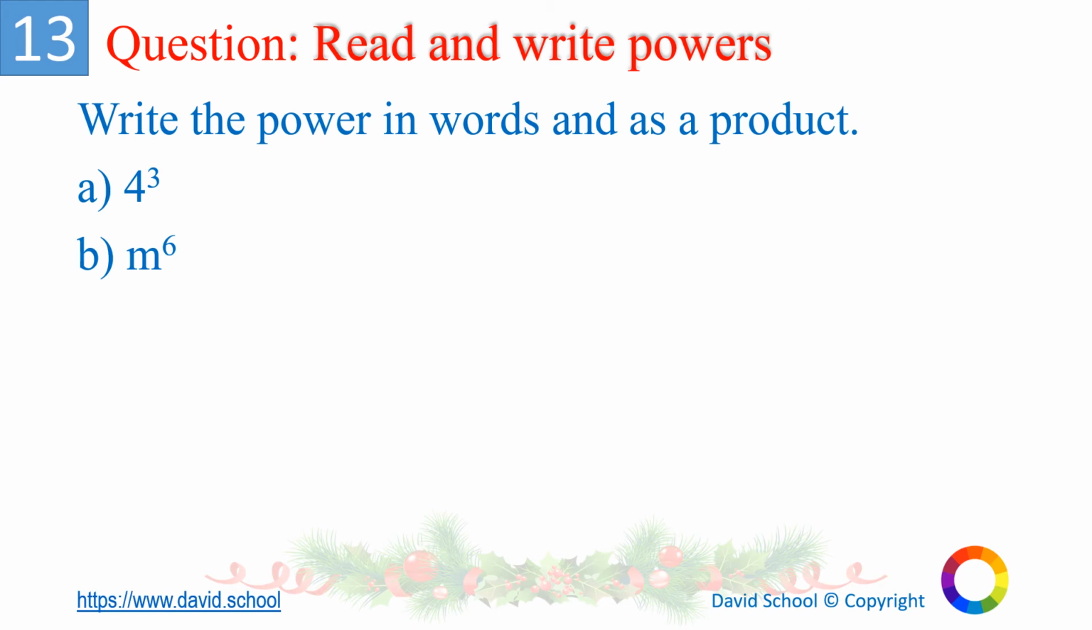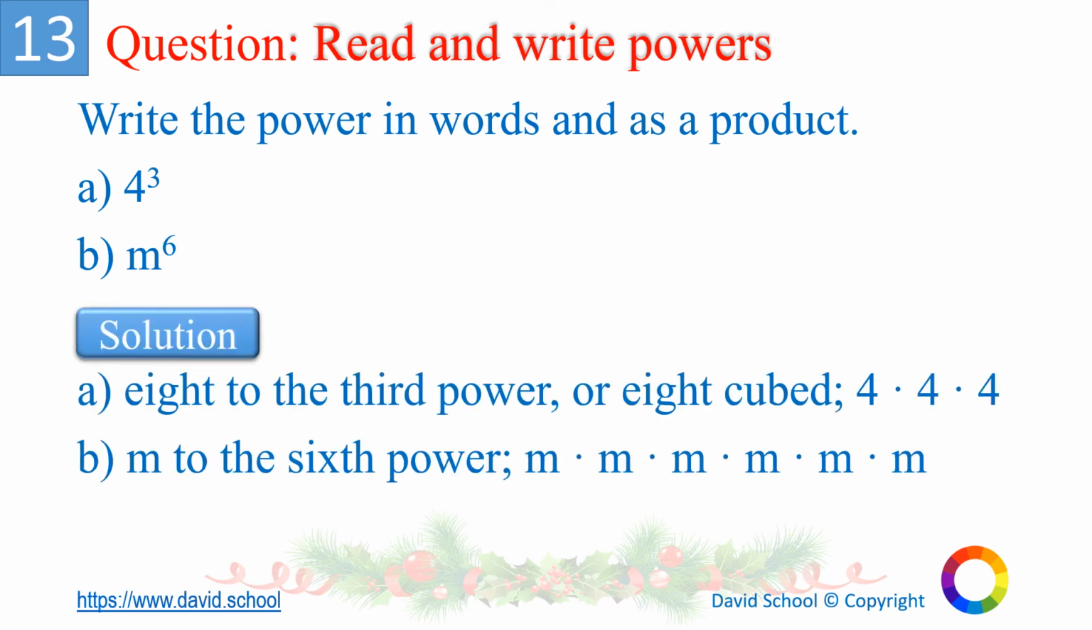Read and write powers. Write the powers in exponential form and as a product. 4 cubed is 4 to the third power, which is 4 times 4 times 4. m to the sixth power is m times m times m times m times m times m. We see one last example.